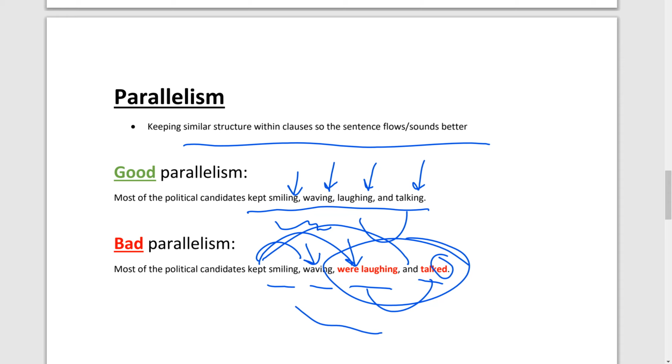So they're breaking the pattern. They're using ing, they're using ing, they're using ing, and then they use an ed verb at the end. Technically, that's not right. You can't do that, especially on the ACT English exam. So keep that in mind.